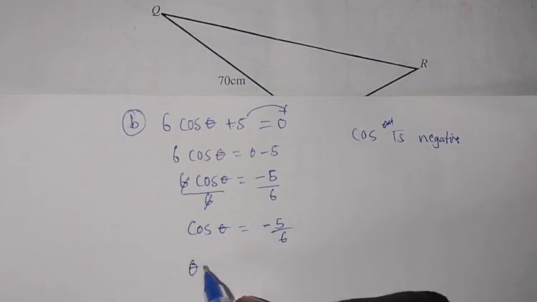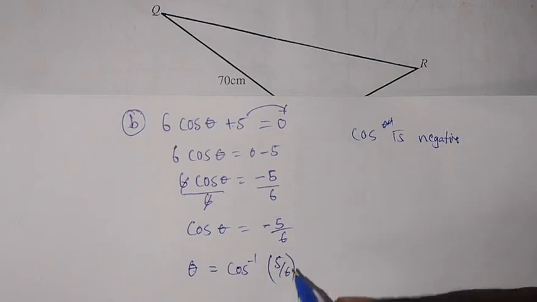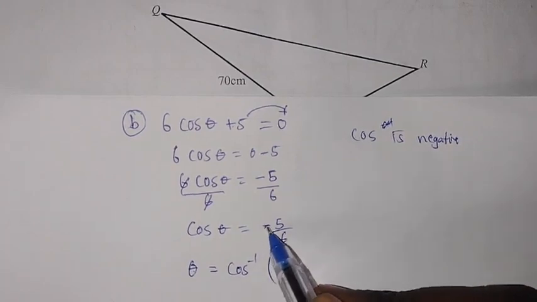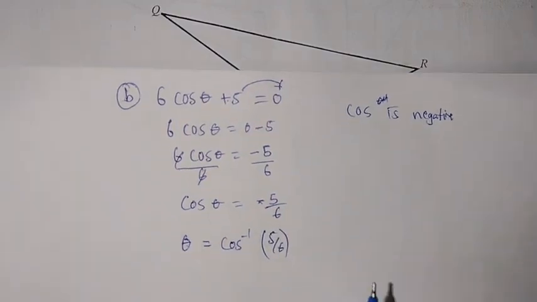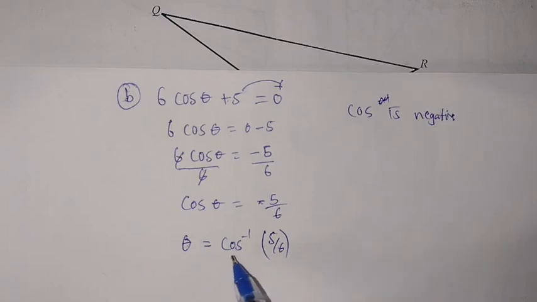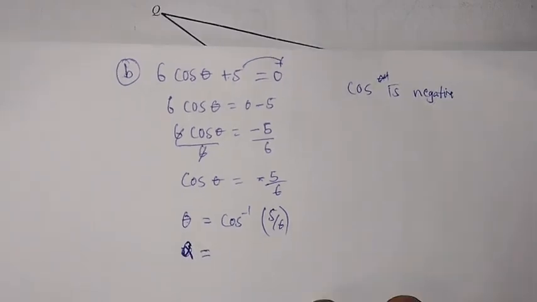So we are going to write theta equal to cos inverse of 5 over 6. This negative is just telling me that cos is negative. So when putting this, I'll just get 5 over 6. Then you punch on your calculator second function, then cos inverse, to give you cos inverse of 5 over 6. I'll say alpha, the basic angle, is equal to cos inverse of 5 over 6. What are we going to get?